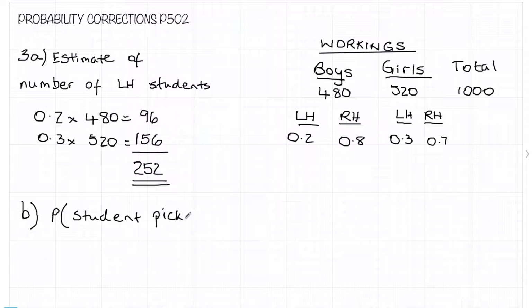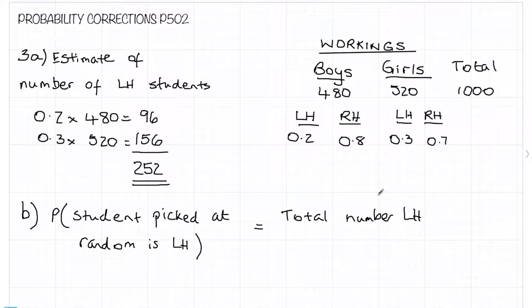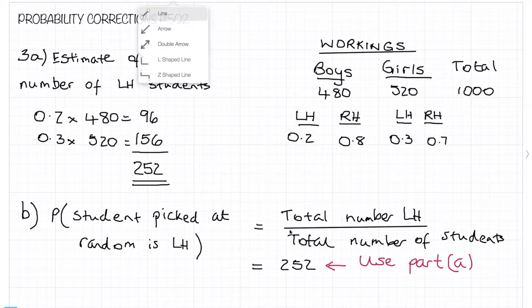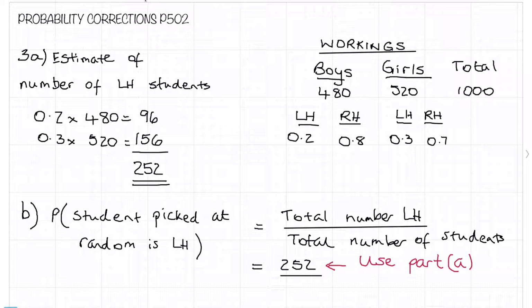In part B you have to find the probability that a student picked at random is left-handed. So the trick here is to use part A, the total number of left-handed students over the total number of students. So from part A you've got 252 over the total number of students, which is 1000. Your answer is 0.252.